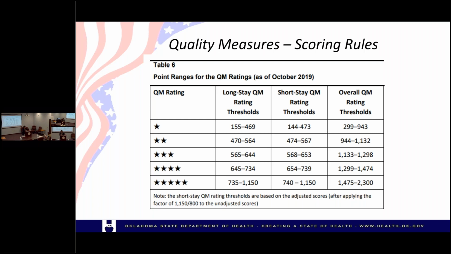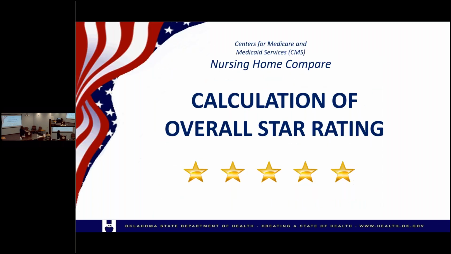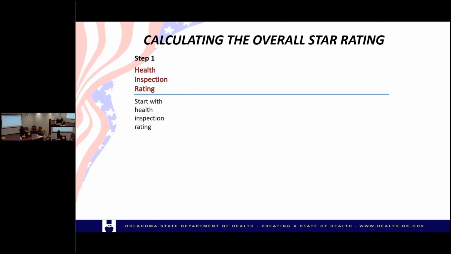So we've gone through the 3 domains, which is the inspection, the staffing, and now the quality measure domain, on how they come up with the calculation for each one of those domains. Then they take those 3 domains and whatever those calculations were to get your overall star rating. So we're going to go through that. So again, as I said earlier, we're going to begin with the health inspection rating. And this is, again, the most important step.